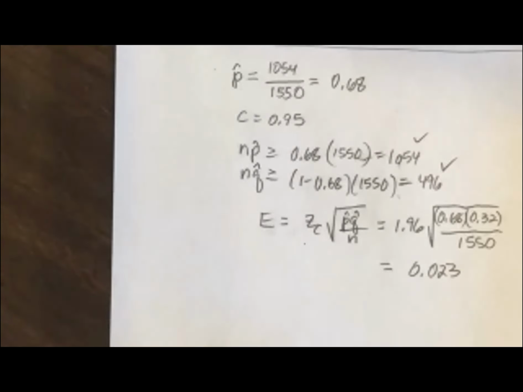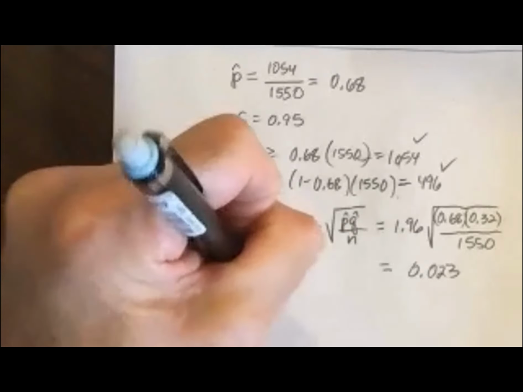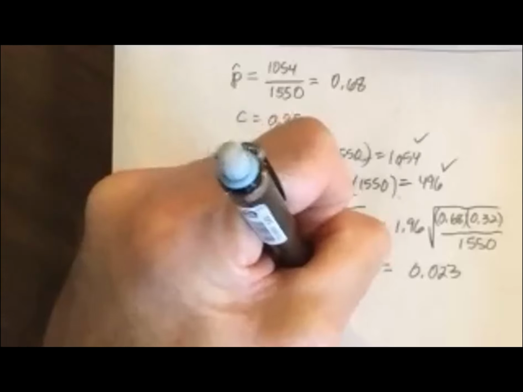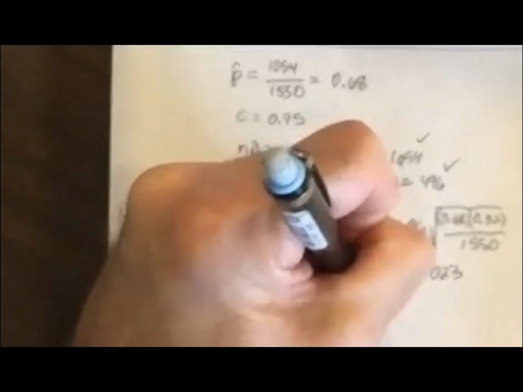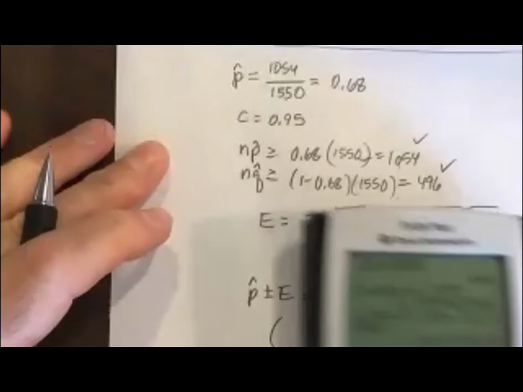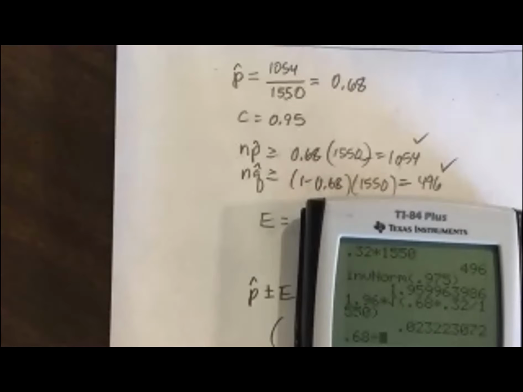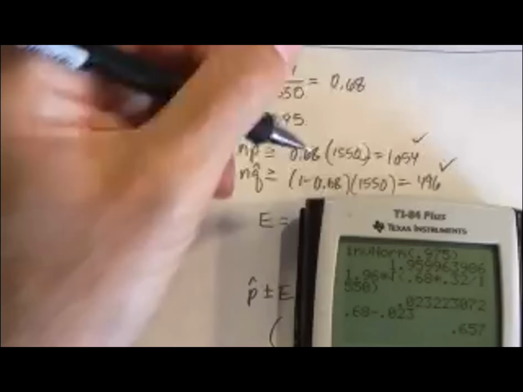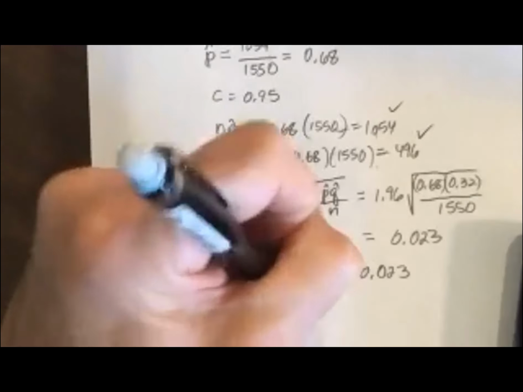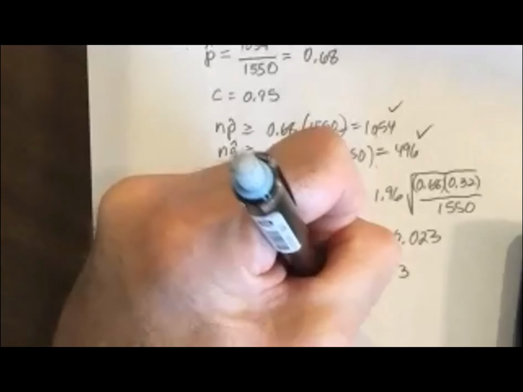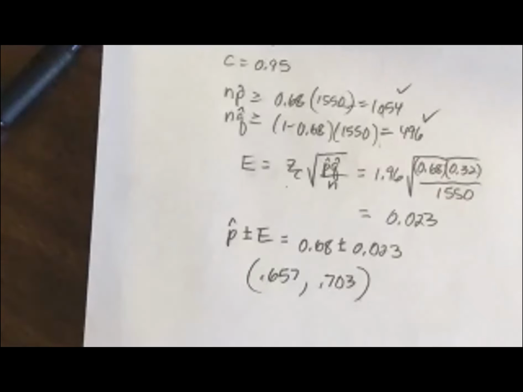So then our confidence interval is going to be our estimate plus or minus the margin of error, which is 68% plus or minus 0.023. So it's going to go down to 68 minus 0.023, or 65.7, and up to, if we add that, 70.3%. Okay, so down 65.7 up to 70.3%.